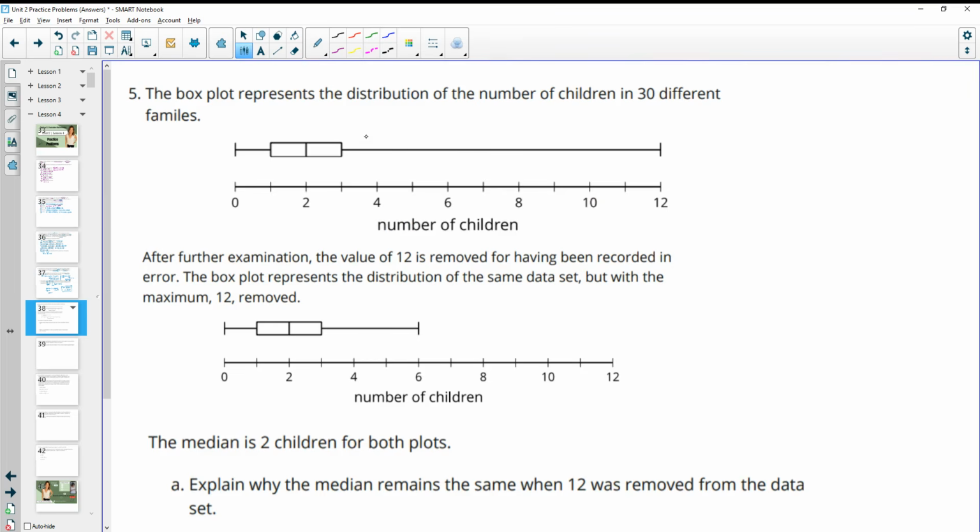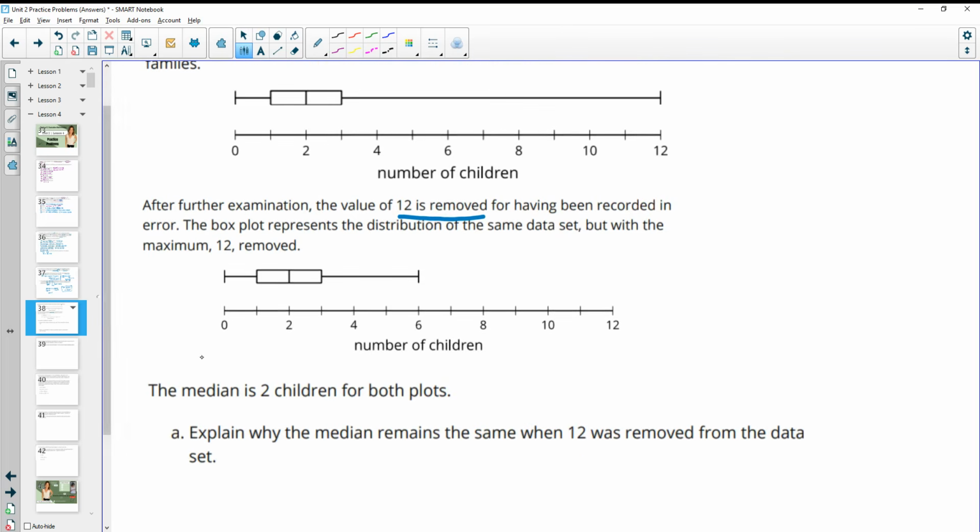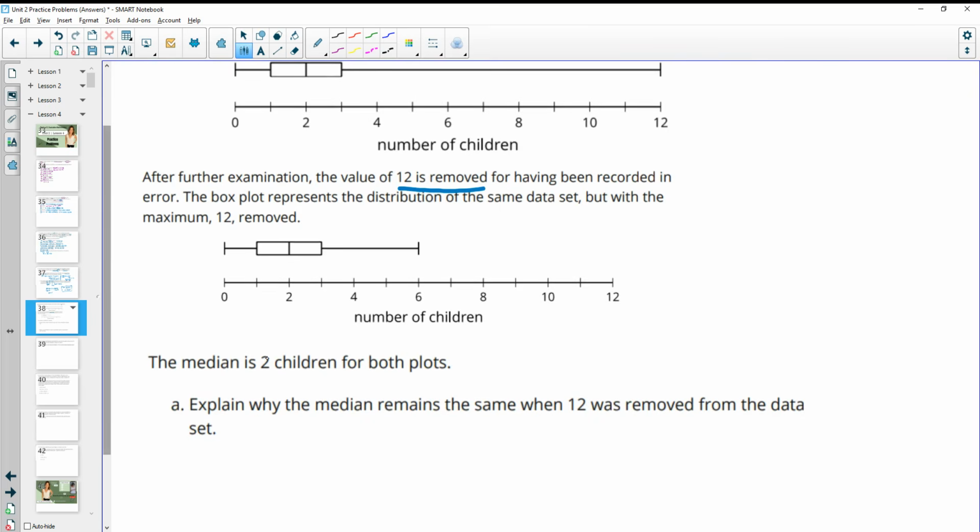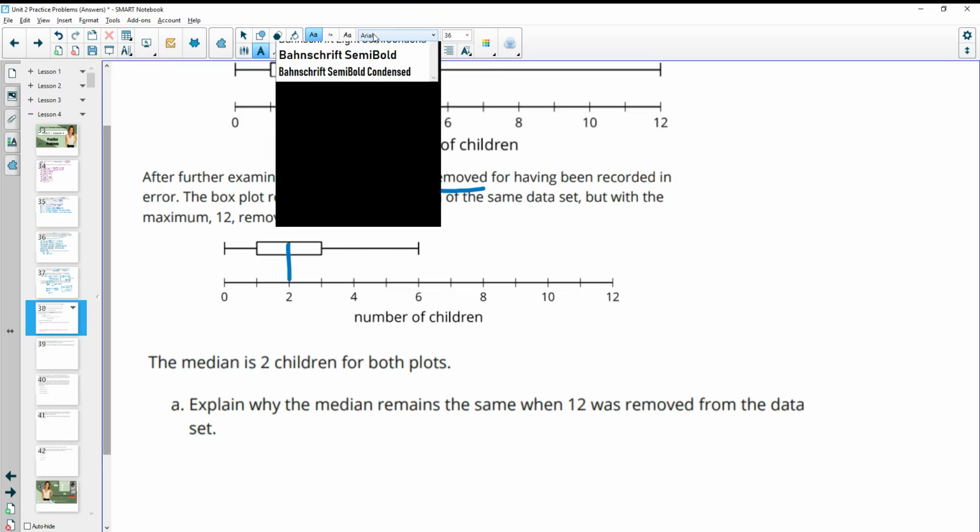Number 5, the box plot represents the distribution of the number of children in 30 different families. After further examination, the value of 12 is removed for having been recorded in error. The box plot represents the distribution of the same data set, but with the maximum of 12 removed. The median is 2 children for both plots. Explain why the median remains the same when the 12 was removed. So let me get this set up here.